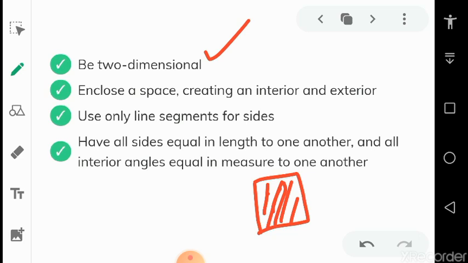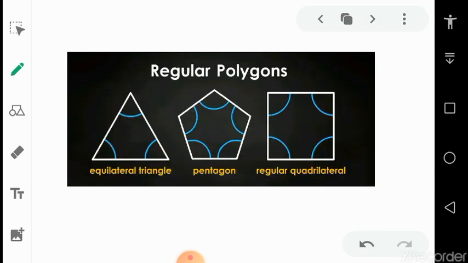Next is use only line segments for sides. As in the last video I told you, a polygon is made by only line segments. If there is not a line segment, it is not a polygon even if it is a closed figure. Next is have all sides equal in length to one another and all interior angles equal in measure to one another. All these points will be clear to you in the next slide. So come to the next point.